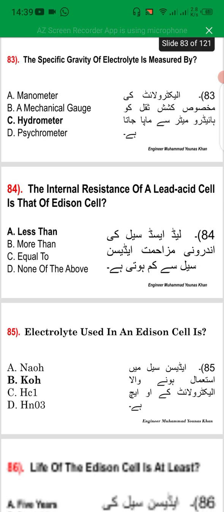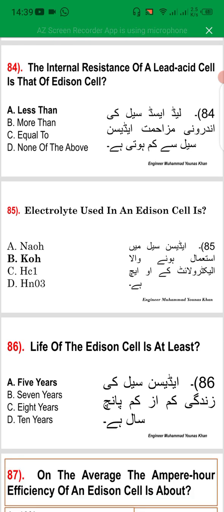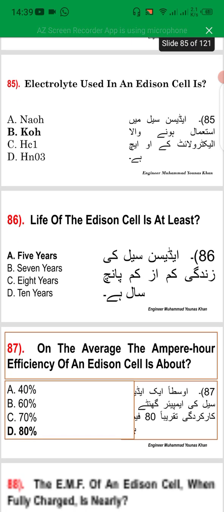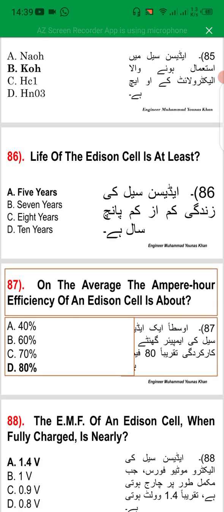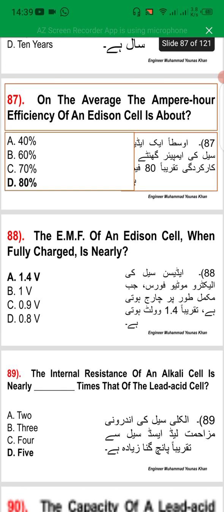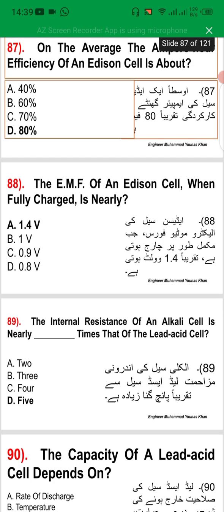The specific gravity of electrolyte is measured by a hydrometer. The internal resistance of an edison cell is less than that of a lead acid cell. The electrolyte used in an edison cell is KOH. The life of an edison cell is at least 5 years. On average, the ampere hour efficiency of an edison cell is about 80%.